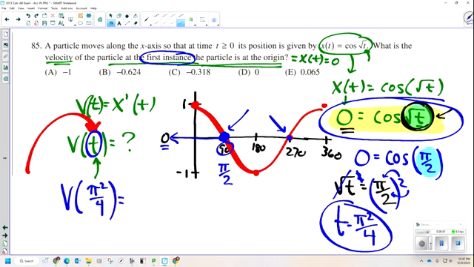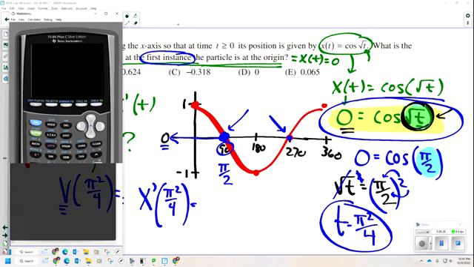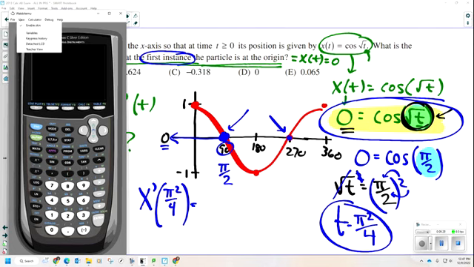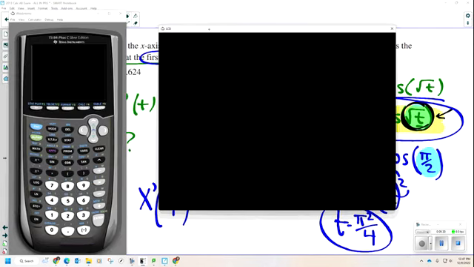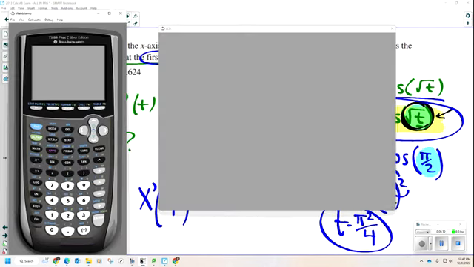I don't have velocity, I have position. I could take the derivative of position algebraically on paper and pencil, but we have a calculator. So I'm just going to take the derivative of position, which is velocity, at a value of pi squared over 4, and I'm going to do it in the calculator. I love when we get to use the calculator right off the bat.